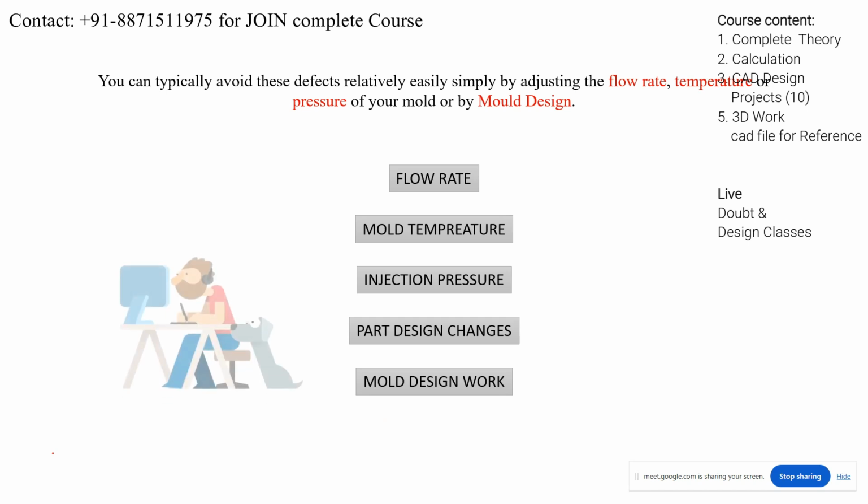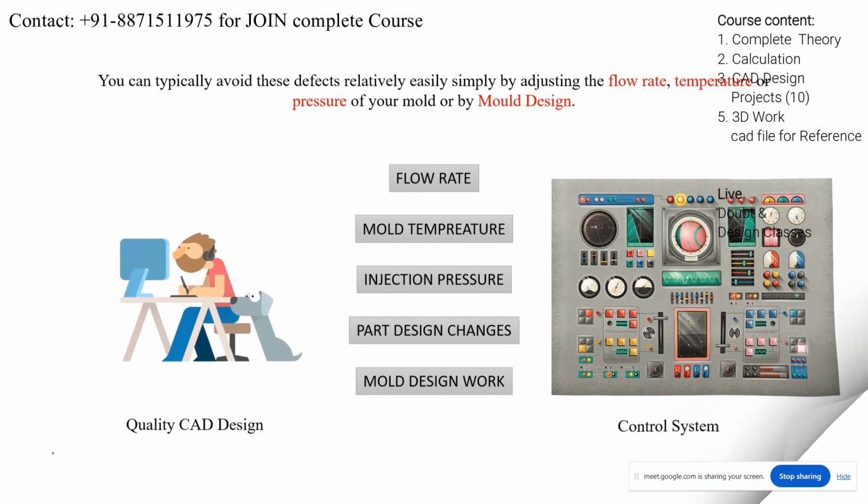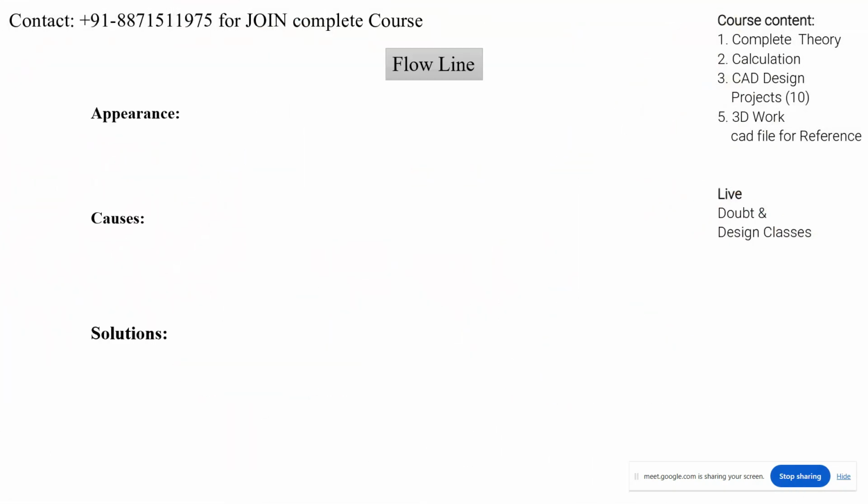Understood, yes sir? So I hope you understood. Basically, it is related to quality CAD design, and by the control system we can adjust these parameters, and we can avoid the defects. See one by one, all the defects, what the appearance of each is, and the causes and the solution.